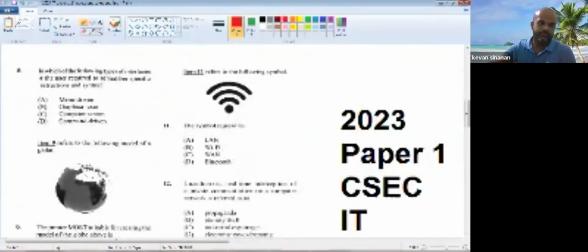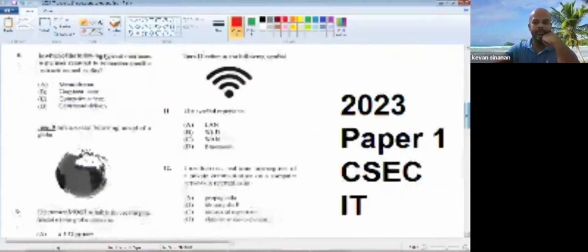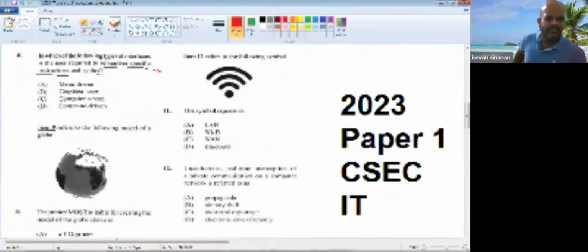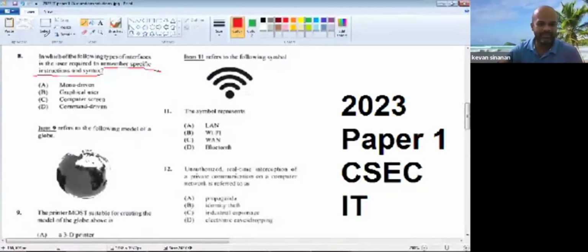Number 8, which of the following types of interfaces is the user required to remember specific instructions and syntax? This one might be a tricky question. Let's read that question again. Which of the following types of interfaces is the user required to remember specific instructions and syntax? You might be telling yourself, well, that is Pascal or C++. But wait, I'm not seeing Pascal or C++ or programming as an option.